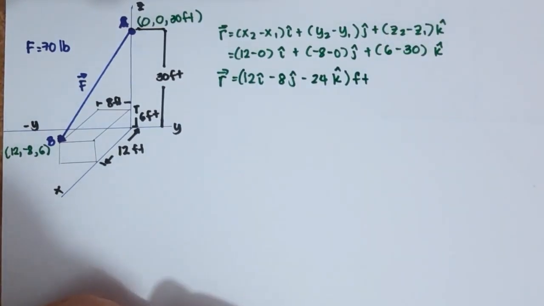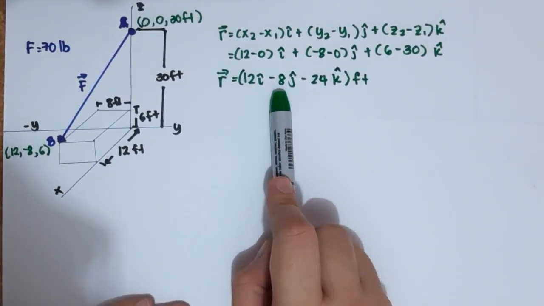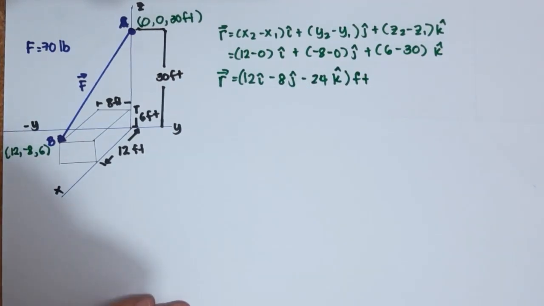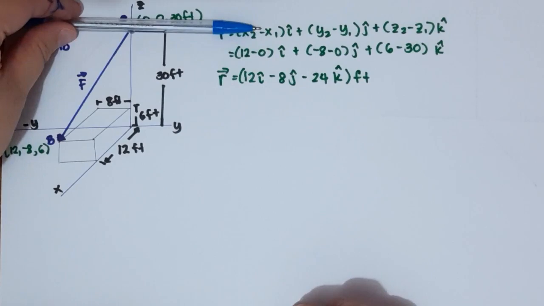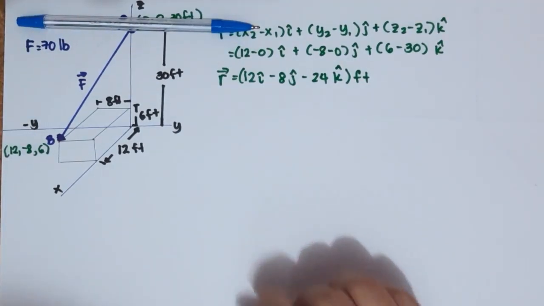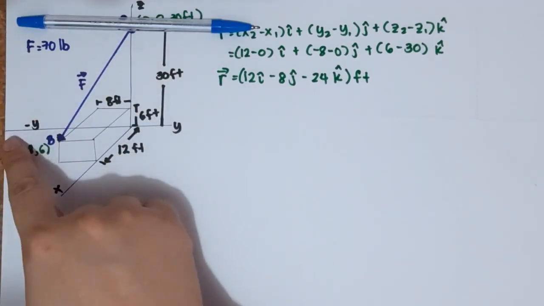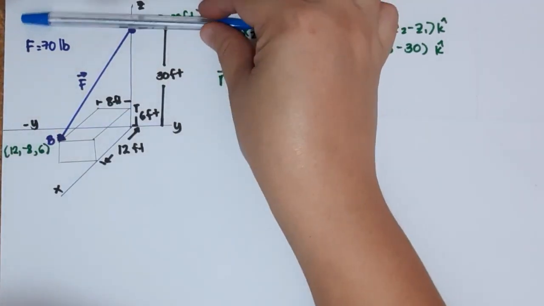So as you can see, it has positive x, negative y, and negative z. Because we assume the origin of our vector r, it means that it is along positive x, negative y, and negative z, if this will be the origin.